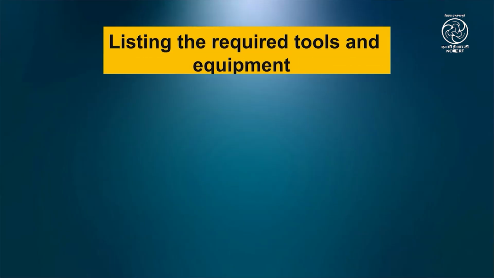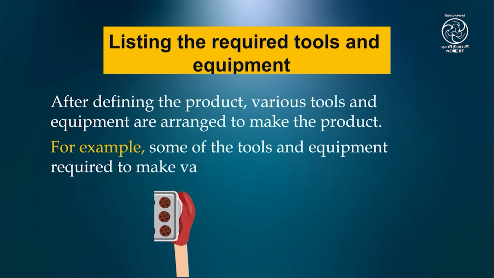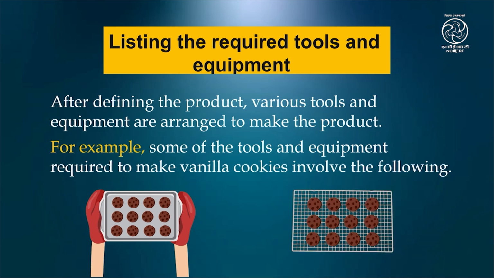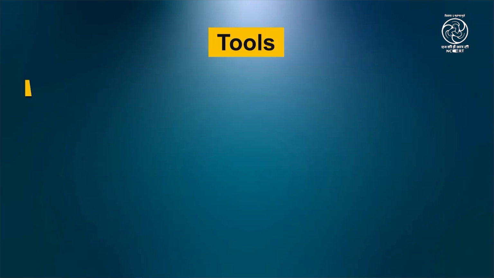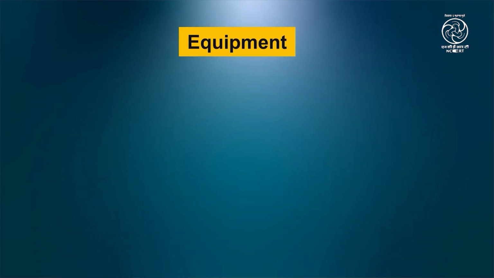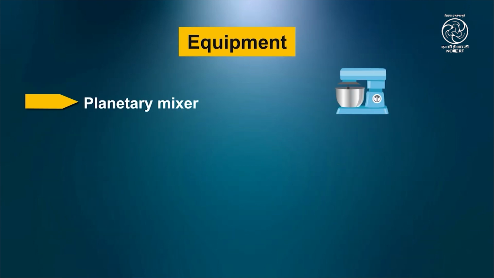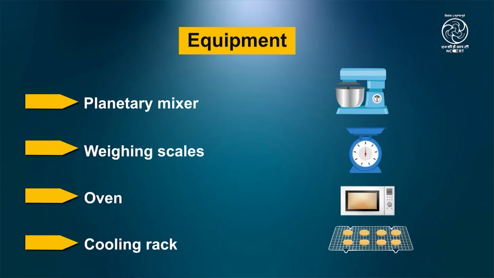Next is listing the required tools and equipment. After defining the product, various tools and equipment are arranged to make the product. For example, some of the tools and equipment required to make vanilla cookies involve the following. Tools include baking tray, scraper and spatula, knife and square cookie cutter, while under equipment it includes planetary mixer, weighing scales, oven and cooling rack.